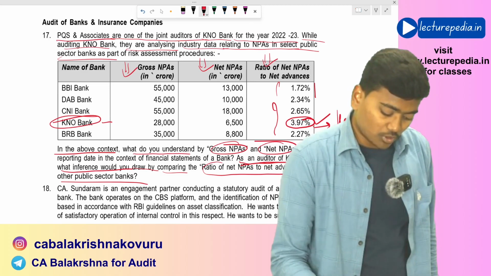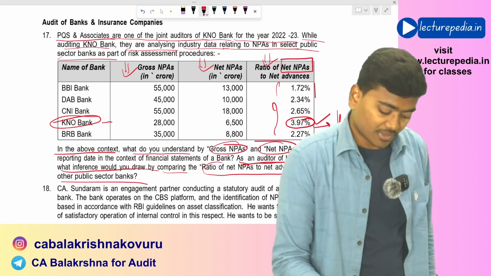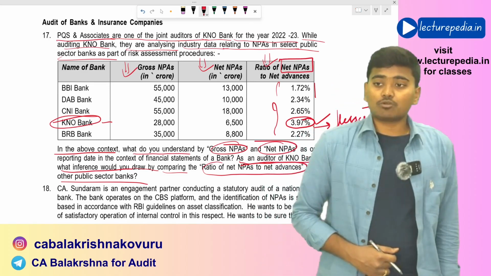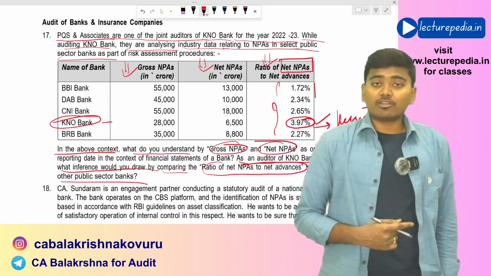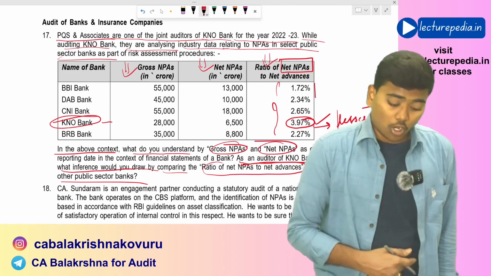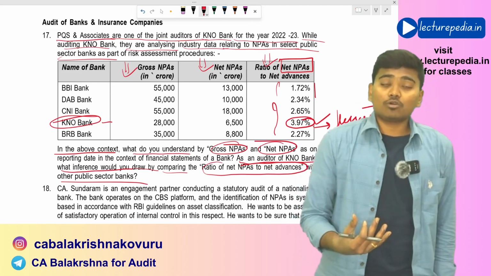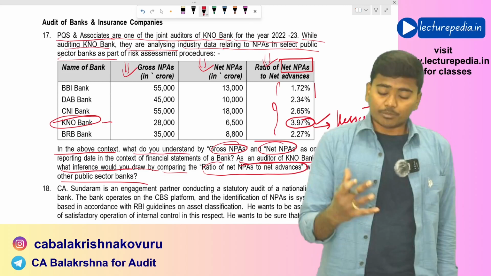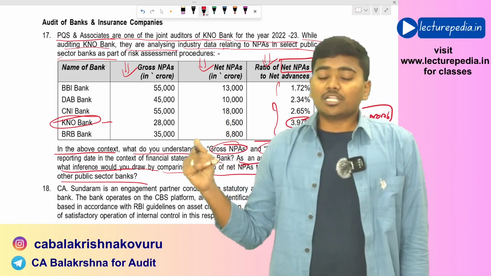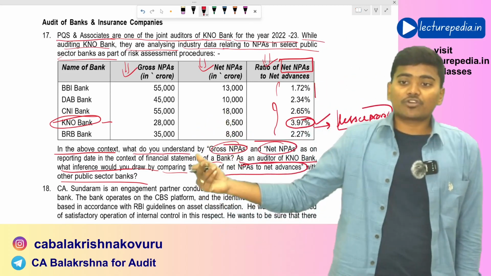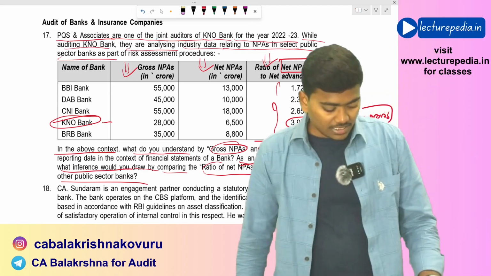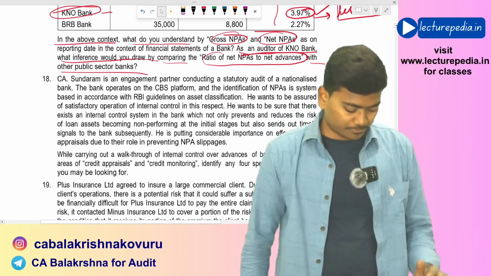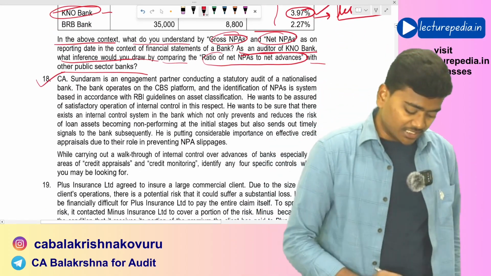Because here we are seeing net NPA. When the net NPA to total advance ratio is high, Canva Bank might have provided lesser provision, or the amount of NPAs of Canva is very high. So because of these reasons, the net NPA to advance ratio of Canva Bank is high when compared to other banks. Next, question number 18.